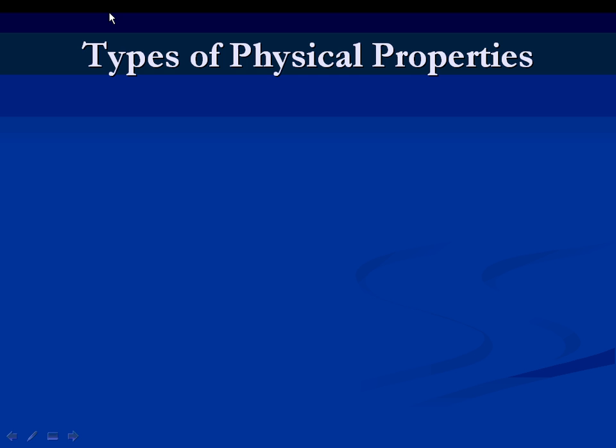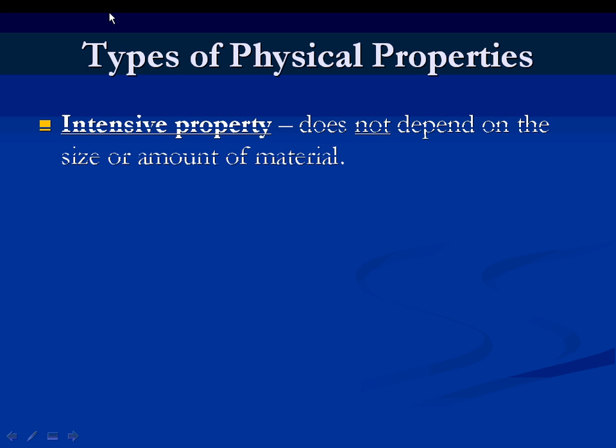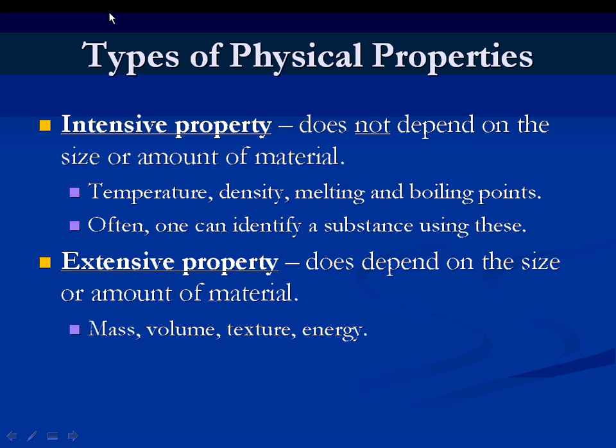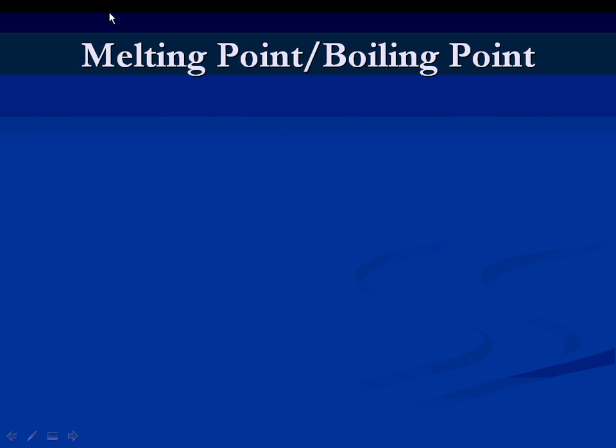Physical properties break down into two major categories, which you have to know. Intensive properties don't depend on the size of the material, so things like temperature, density, melting and boiling point, whereas for extensive properties, the size of the material does matter. So the mass of something depends on how much stuff you have. The volume depends on how much stuff you have. The energy content of something depends on, for instance, you'll have more calories if you eat more stuff. So therefore, that's extensive. Intensive properties can usually be used to identify a substance.